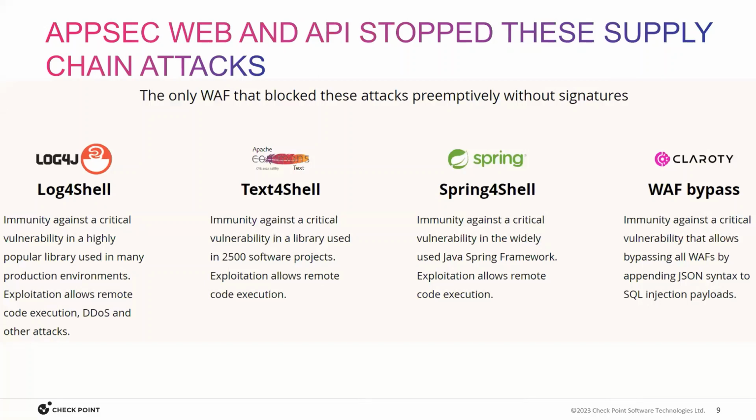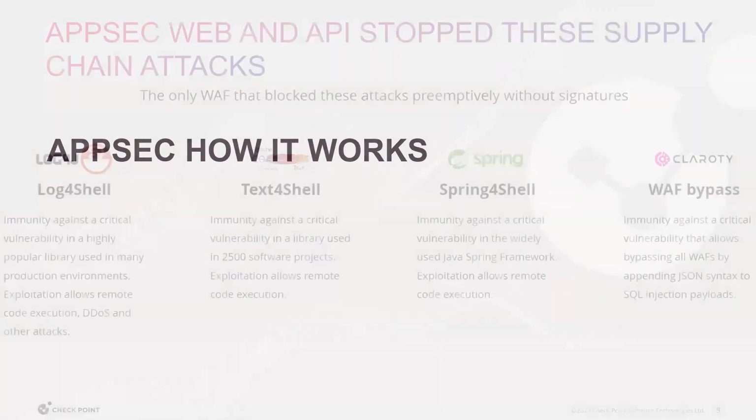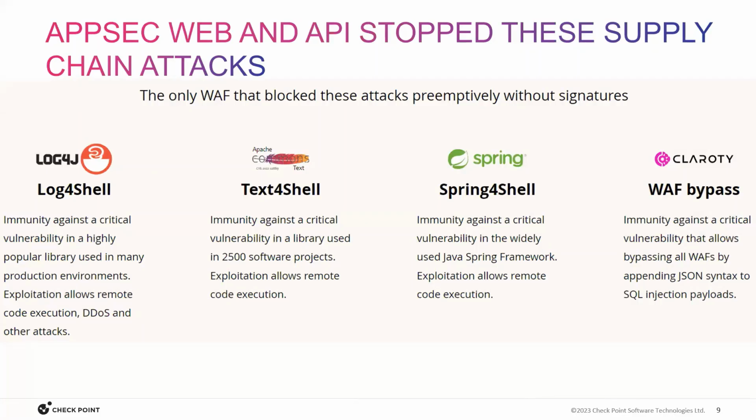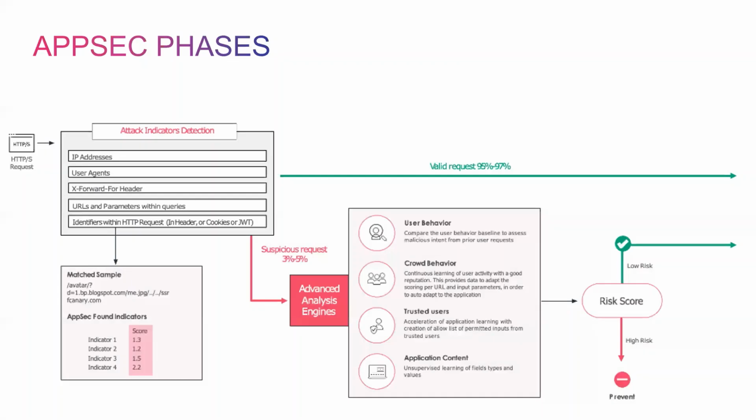Interestingly enough, our application security, the AppSec engine, prevented these attacks before they were even known. There were CVEs, there were behavioral things going on, and we blocked these attacks before we knew exactly what was going on. It's one of the things that we're pretty happy to share.